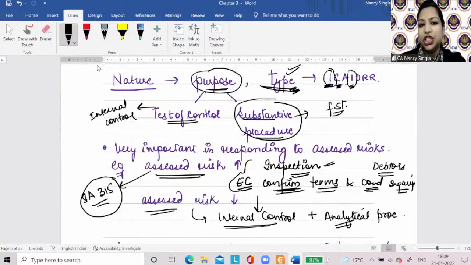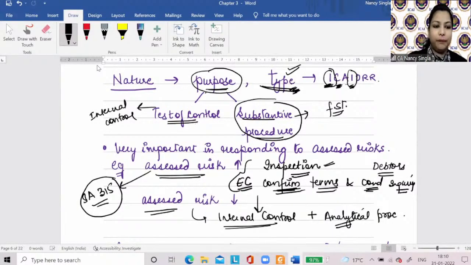So based on the auditor's assessment of risk of material misstatement, and based on what kind of item or assertion of the financial statement the auditor is going to check, he will, based on his professional judgment, determine the nature of the audit procedure. So what is meant by nature? What is the purpose behind performing an audit procedure, and more specifically, what type of audit procedure the auditor is going to perform.